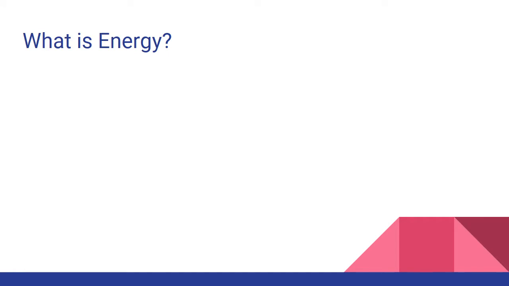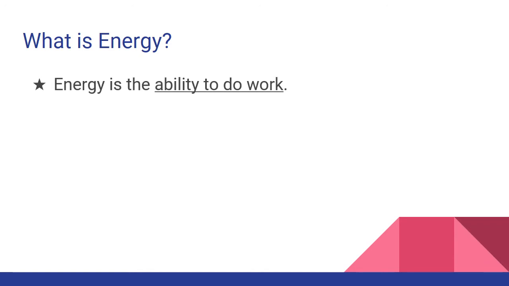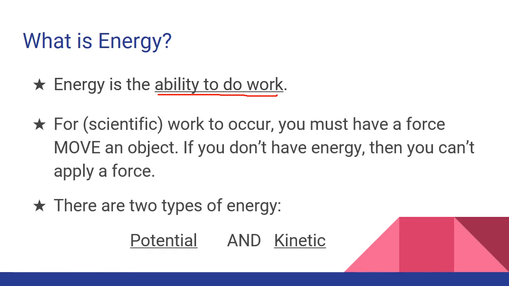So let's start off by just defining energy. What is energy? Simply put, it is the ability to do work. And when we say work in science, it's a little bit different than a regular definition. Scientifically, this means that we must have a force moving an object. Without energy, you are not able to apply a force, so you're not able to complete work. So energy is this necessary thing in order to complete work.